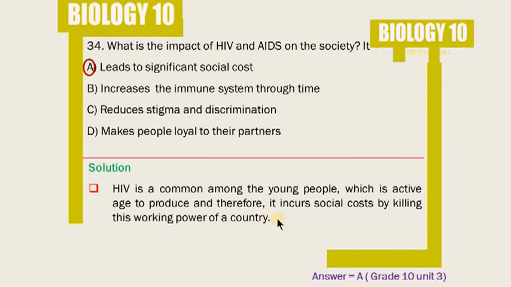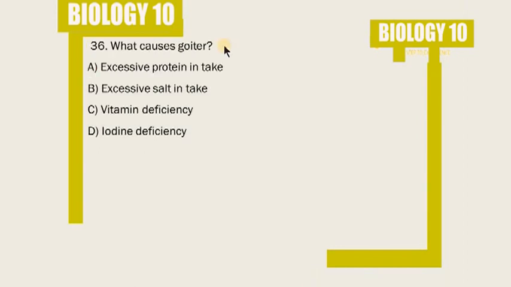HIV is common among young and sexually active people. It incurs social costs because people are unable to work, and this means they can't contribute to the power of the country.